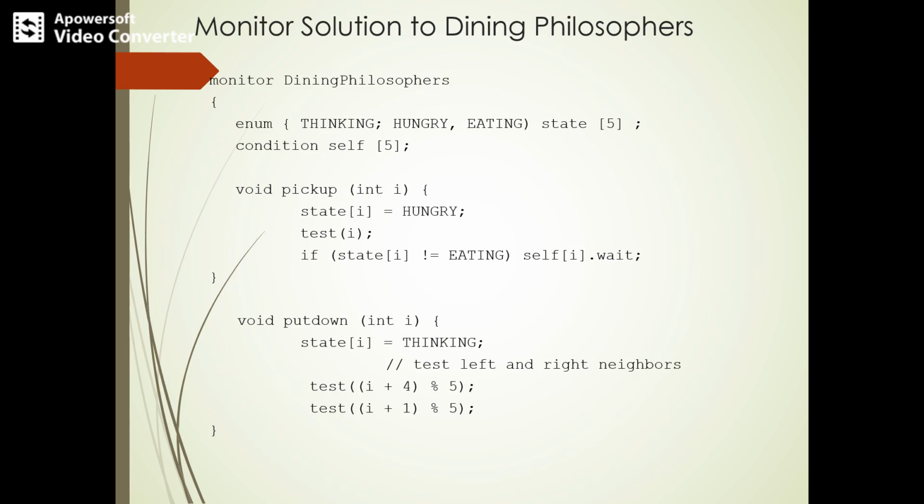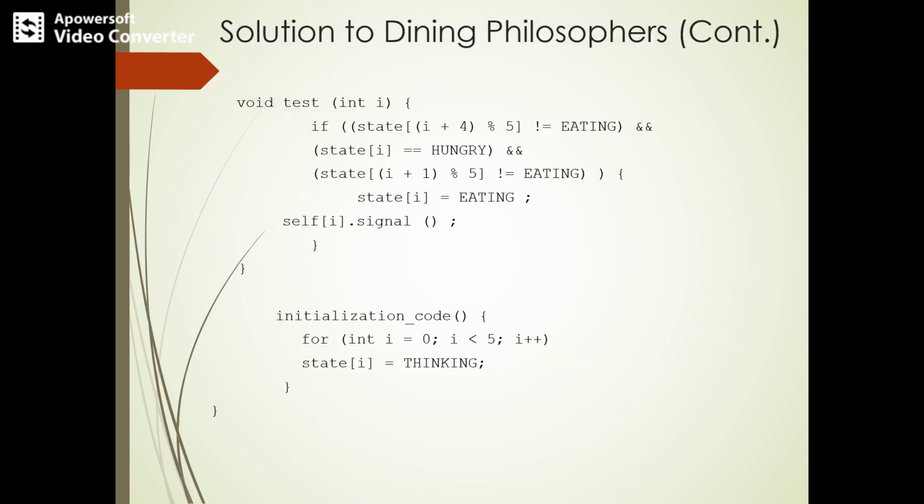And we can also consider the possible implementation of the monitor mechanism using semaphores. So this is another solution, the continuation of the previous one, that is test. So this test condition was to check for both the neighbors, right? As I mentioned, if state of I plus 4 mod 5, that is, if I is the first person, 1 plus 4 mod 5, what is the result? It is 0.